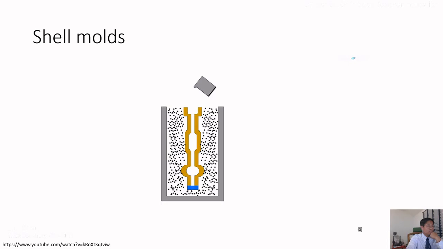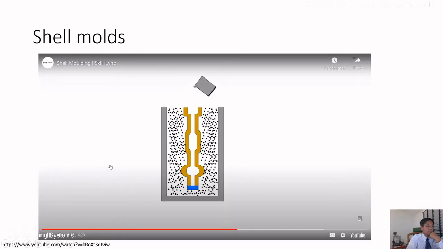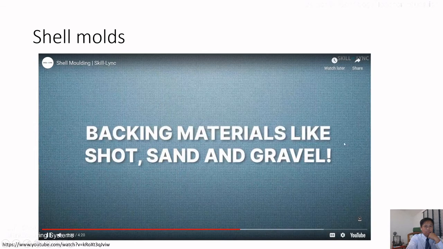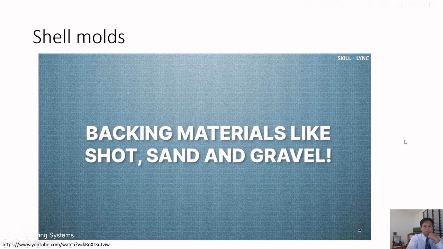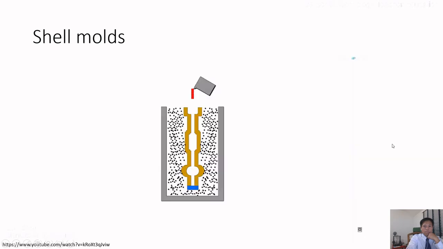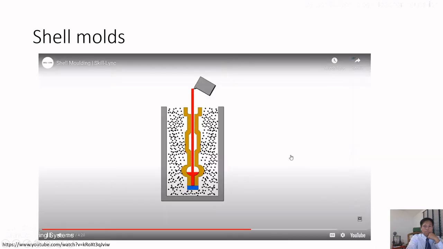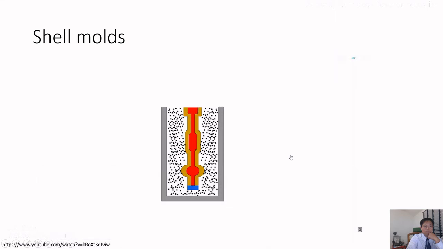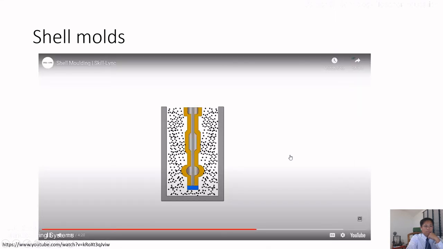It must be noted that the cores are placed inside the mold before the assembly. Also, the shell mold is supported or reinforced inside the flask with the help of backing materials such as shot, sand, and gravel. After the two halves of the mold are assembled, the molten metal is poured into the mold cavity. This molten metal is then allowed to cool down and solidify inside the mold cavity.